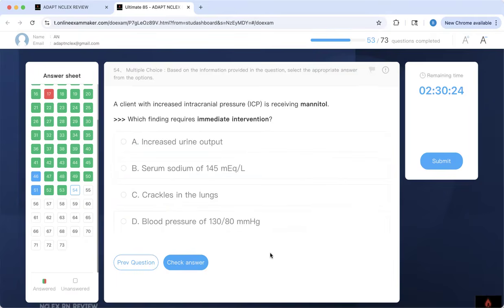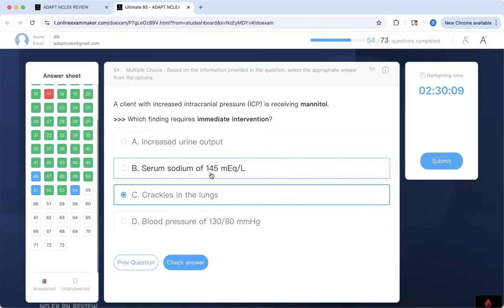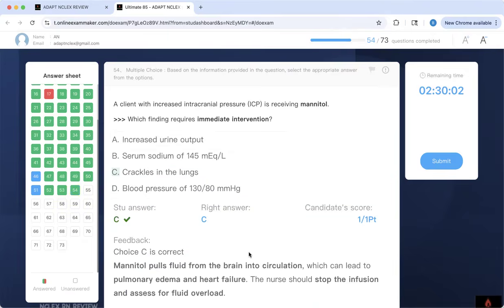But the concept is if I give you Mannitol, it's going to pull fluid from your brain into your intravascular system. Where would the fluid go? It goes to your lung. Therefore, crackles is bad. Your urine output is going to increase. Your sodium may increase because you're losing what? Fluid. Your blood pressure is normal.